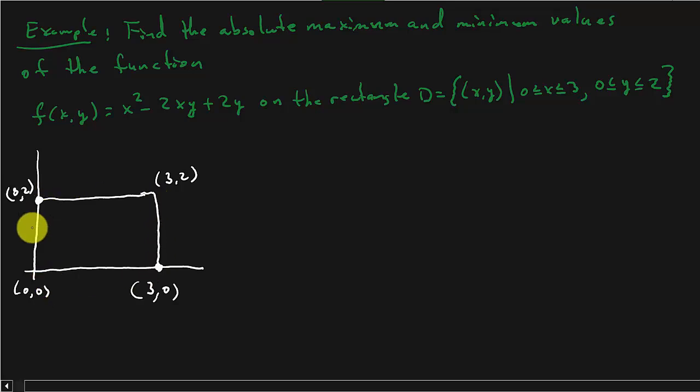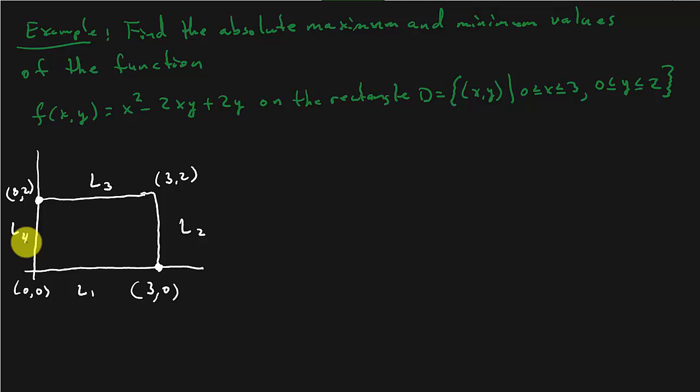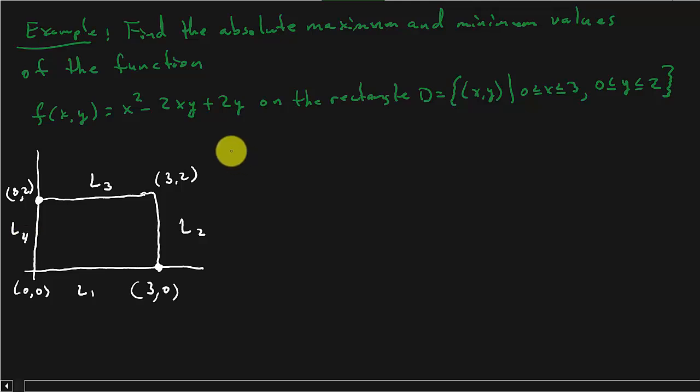Now, we've got to look at each one of these lines. We've got to see the value on this boundary here, on D. So let's label this line L1, let's label this one L2, L3, and L4. Okay. So let's take a look at our function.